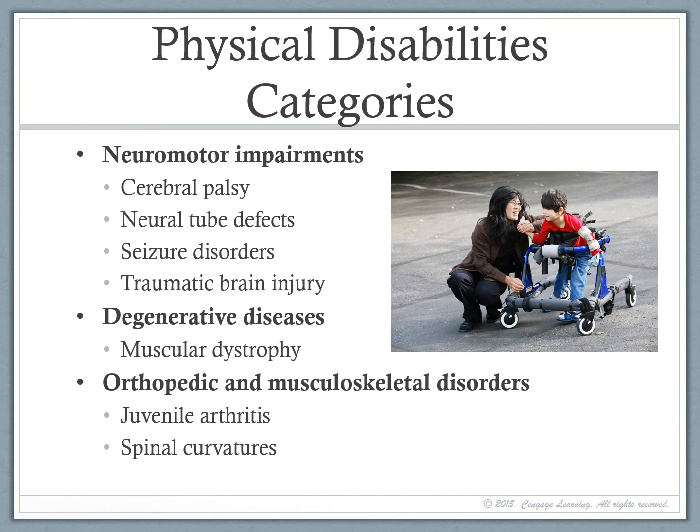In the physical disabilities category, there are a number of neuromotor impairments like cerebral palsy, neural tube defects, seizure disorders, and traumatic brain injury. Degenerative diseases include muscular dystrophy, orthopedic and musculoskeletal disorders like juvenile arthritis, and spinal curvatures.